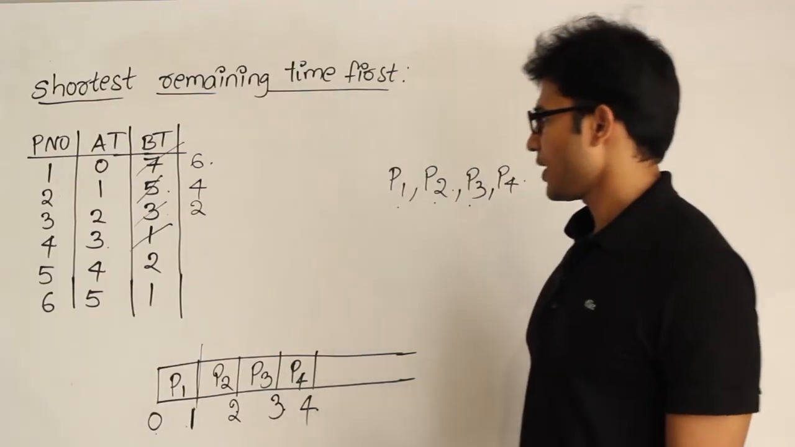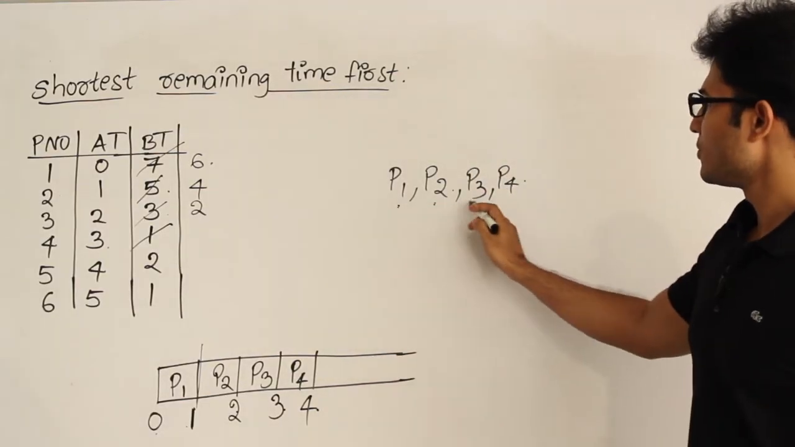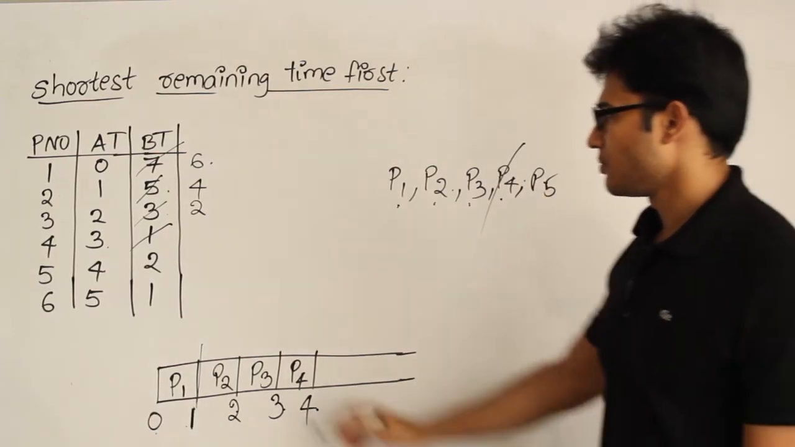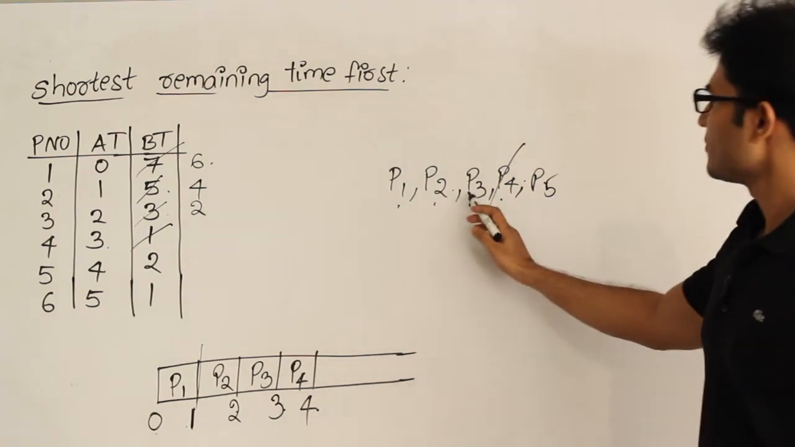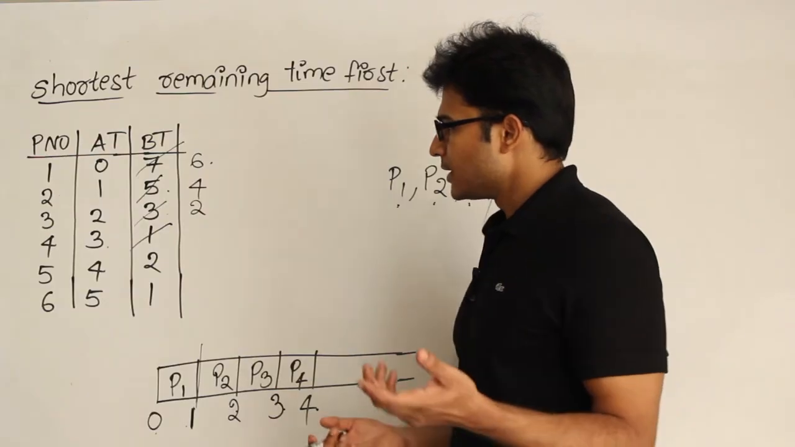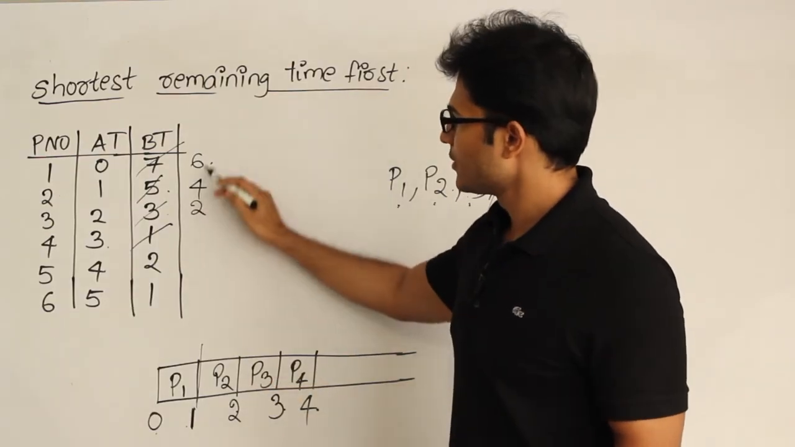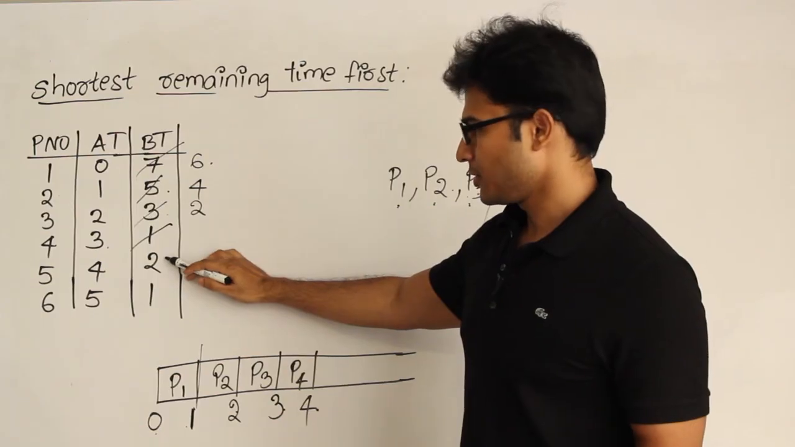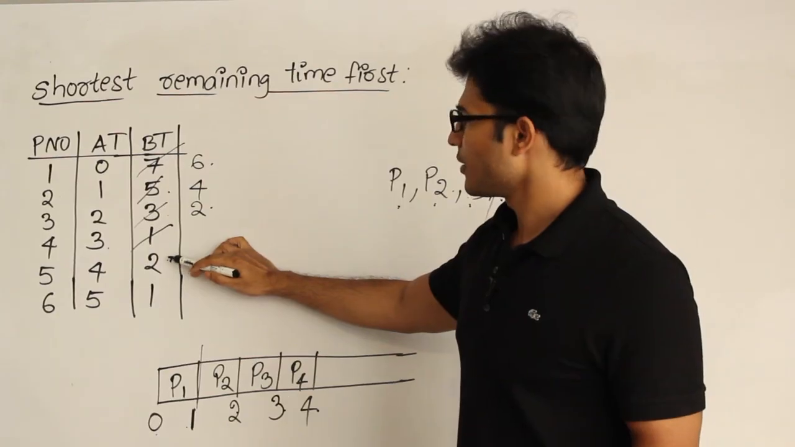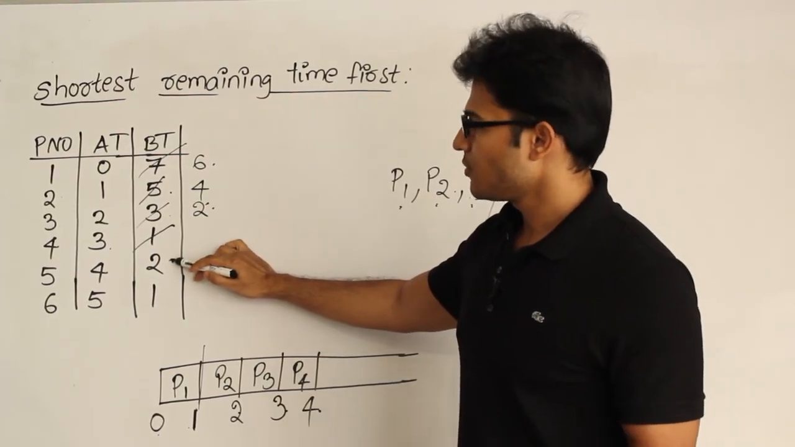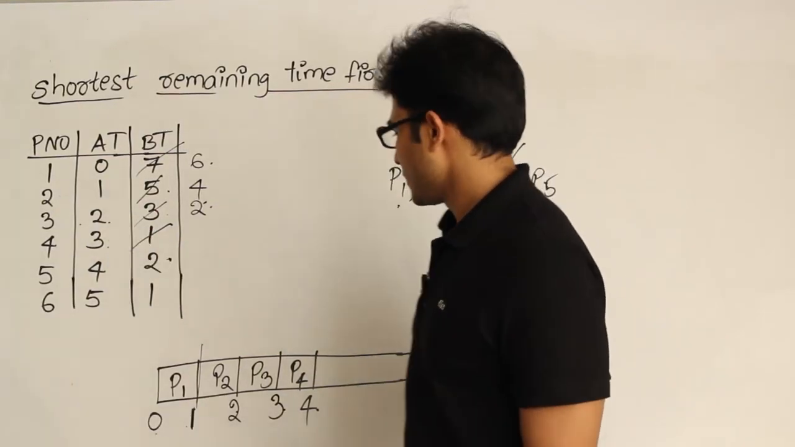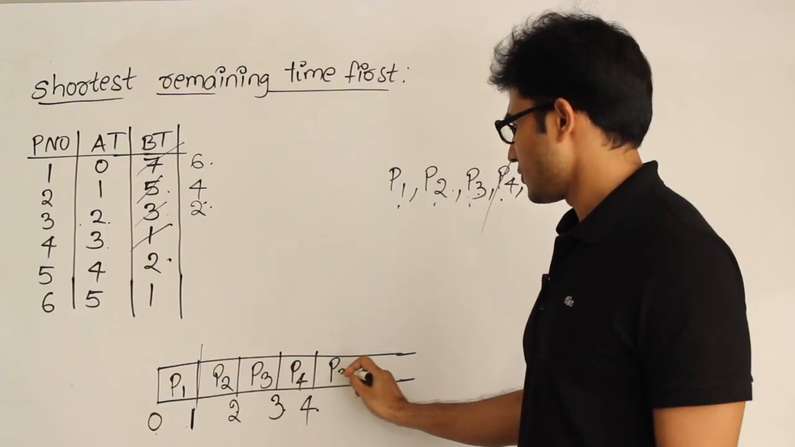Now the time is 4, and the available processes are P1, P2, P3, P4, and then P5, but P4 is over, so you need not worry about it. Among P1, P2, P3, P5, check which one has the least remaining time. Two processes have the least remaining time: P3 and P5. But you have to pick the one with the earlier arrival time, which is P3. Therefore you are supposed to pick P3.